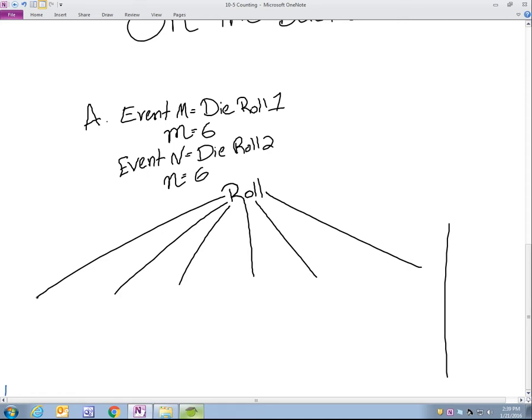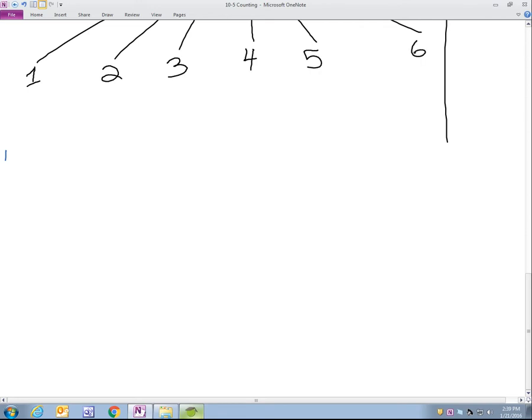So what are the possible outcomes of that roll? You have a regular die, yeah. Thank you. 1 through 6. 1, 2, 3, 4, 5, 6. There is event 1.